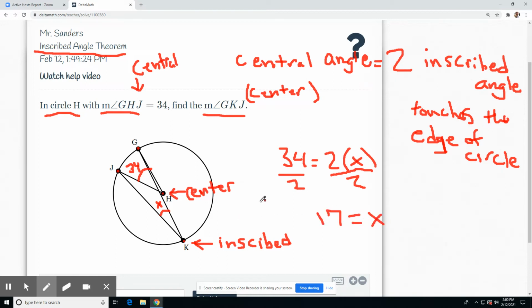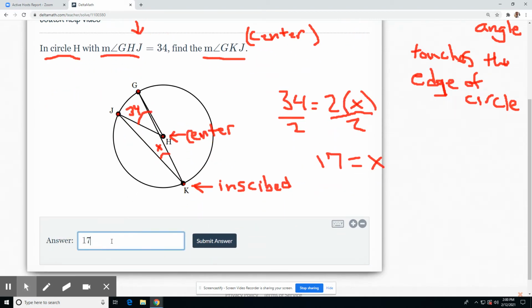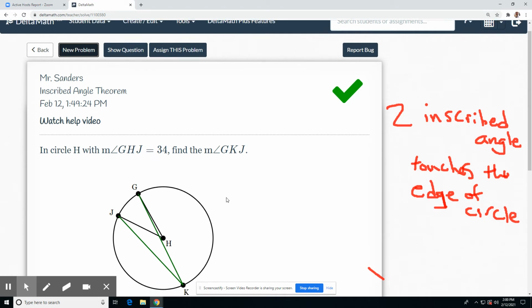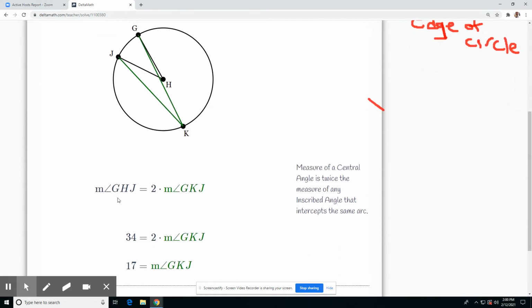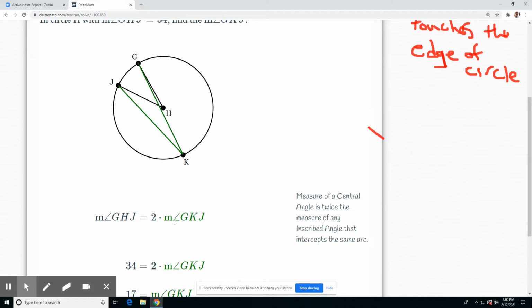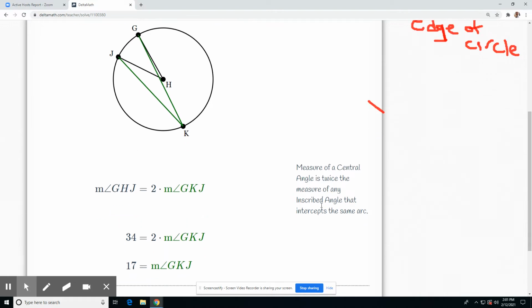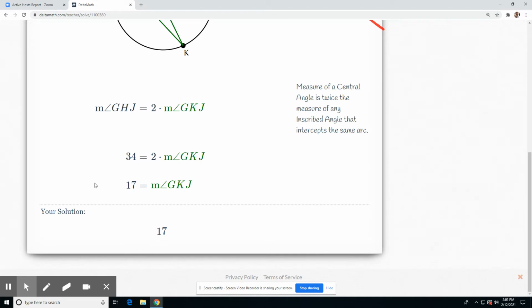Now, it's a little bit hard visually, but you can tell that this is a sharper angle than this one right here. This one's a smaller angle than this one. So that helps you check: if you calculate it, this one would need to be smaller than this one. It will always be either half or double, depending on which way we go. So in this case, 17 is our answer. Then we look at their solution. The measure of the central angle is equal to 2 times the measure of the inscribed angle. They even have it right there too, and then we just solve.